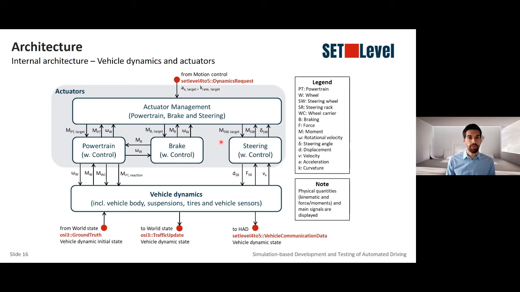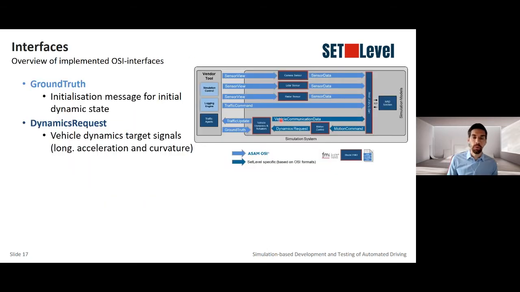All of them have an internal low-level control, and these three actuators basically drive the vehicle dynamics, which is shown here in the bottom part of the picture. So the vehicle dynamics includes the vehicle body, the suspensions, the tires, and eventually specific vehicle dynamic sensors. And we see at the end here of the picture, the vehicle dynamics block has finally interfaces as OSI messages to the rest of the system, specifically to the world state and to the HID functions. And this is shown with a view once again at the top architectural level.